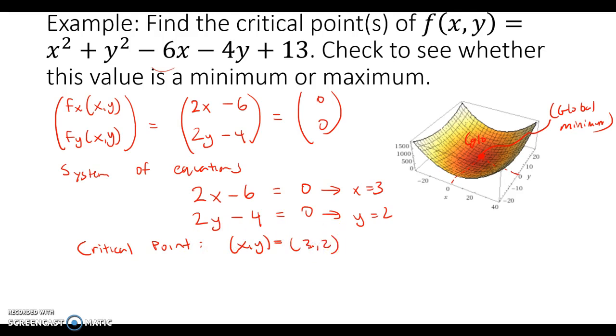Now, I don't know what the z value is. I can check that by plugging it back into the original function, because that's what gives me z's based upon the x's and y's I plug in.